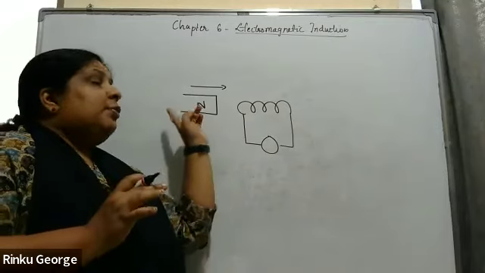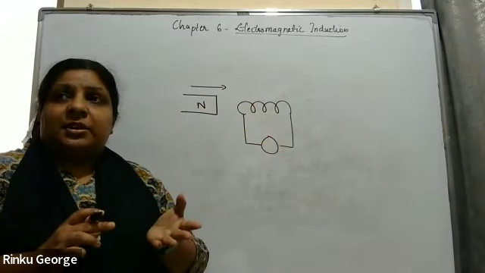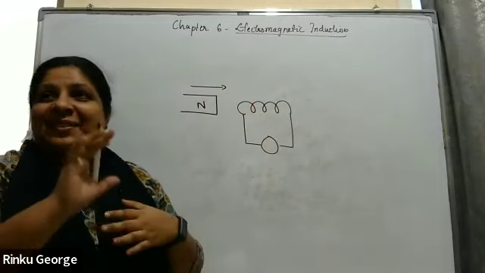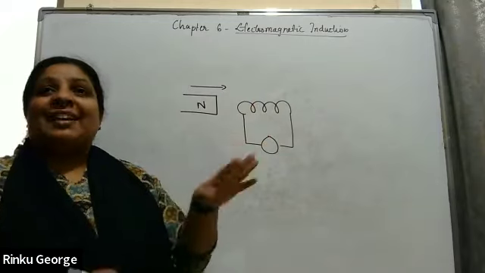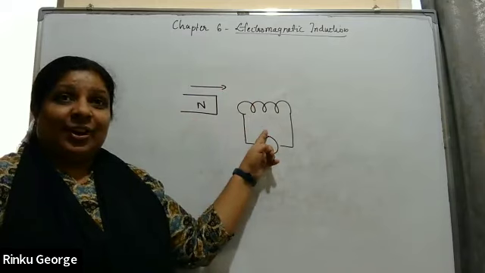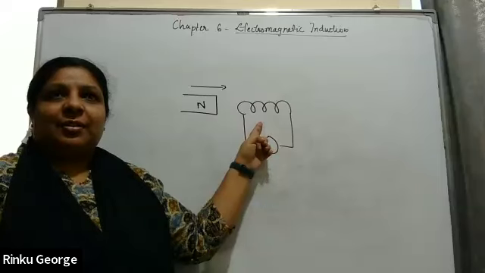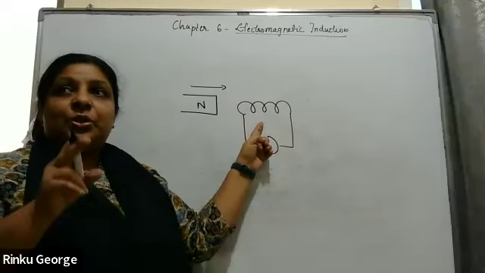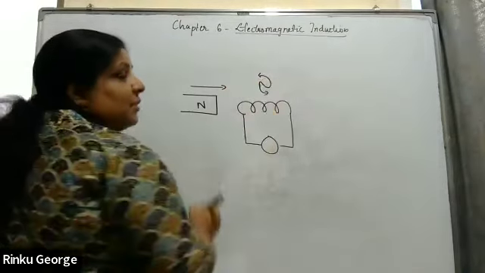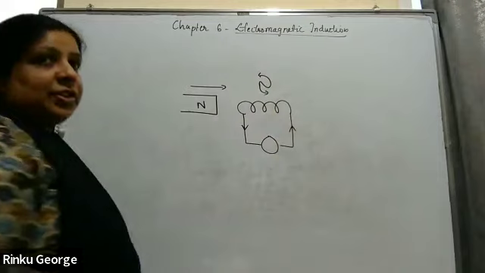So if north pole is coming towards the coil, see, if the teacher is planning to take a class 10 minutes extra, what will you do? You will leave the meeting or you will attract or you will repel? Repel, right? Same. If north pole is coming towards the coil, it will repel the north pole. How does the coil repel the north pole? By inducing north. So north means anti-clockwise. So the current induced will be in anti-clockwise direction.